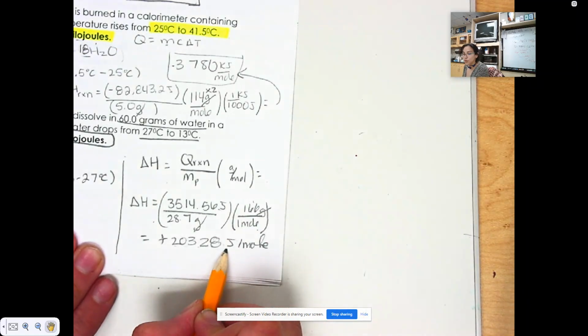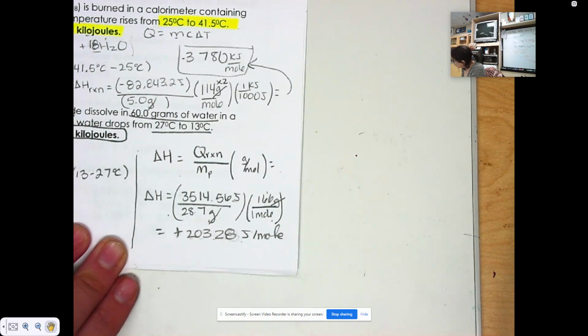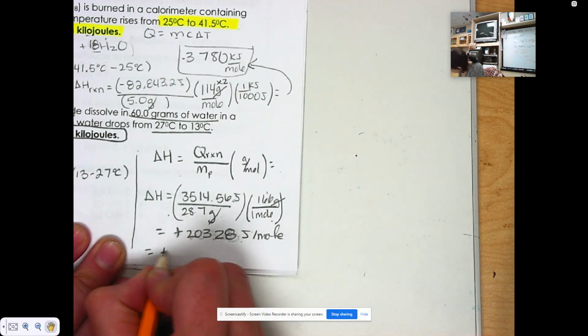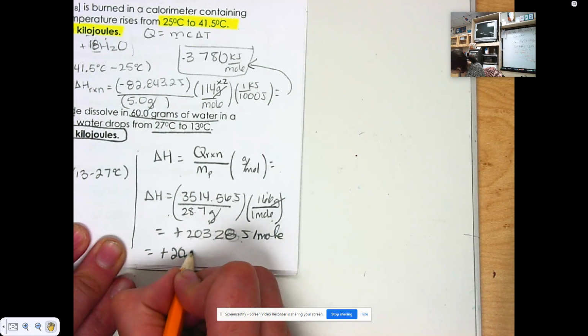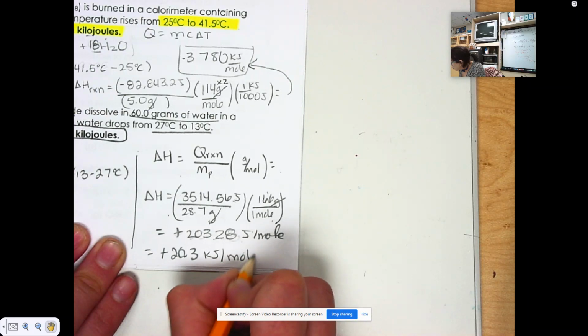We don't want joules, we want kilojoules. So we're going to take this number and divide it by 1,000 in order to get our kilojoules. So we end up with a positive 20.3 kilojoules per mole.